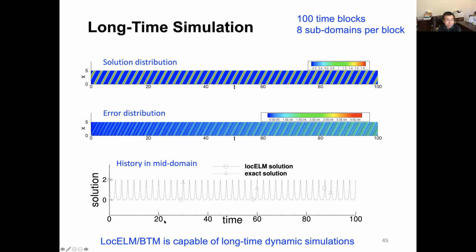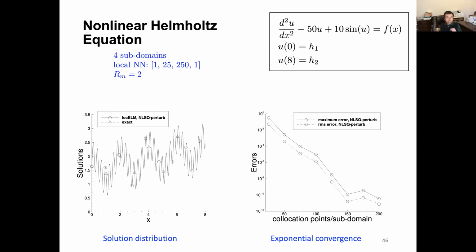So what this means is that with the method and the block time merging, you can really do long time dynamic simulations. So that's the point here. Now this is a nonlinear problem, the nonlinear Helmholtz equation. That's 1D here. Again, you see the exponential convergence.